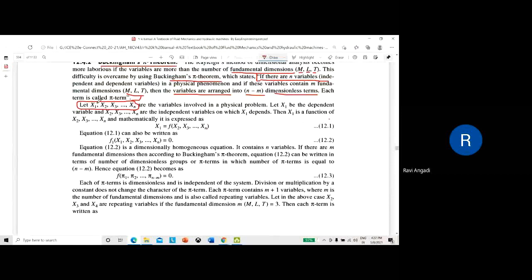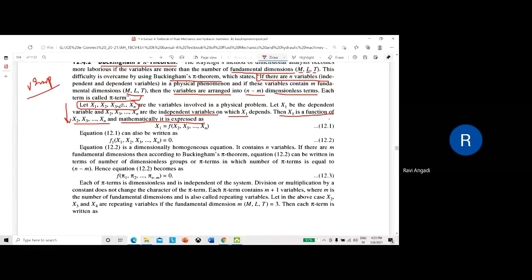So what is a dependent variable? X1 is the dependent variable, but what is the definition of a dependent variable? We require certain information about that variable, which depends on the other variables. Here x2, x3 up to xn are the independent variables on which x1 depends. Then x1 is a function of x2, x3, xn, and mathematically it is expressed as follows. Please all of you write this expression. This is very important for the examination, as many times it will be asked: write the Buckingham theorem statement as well as give the expression. Okay, this is the example.